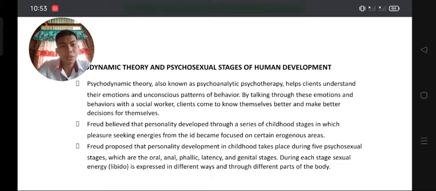Freud proposed that personality development in childhood takes place during five psychosexual stages, which are the oral, anal, phallic, latency, and genital stages. During each stage, sexual energy, or libido, is expressed in different ways and through different parts of the body.